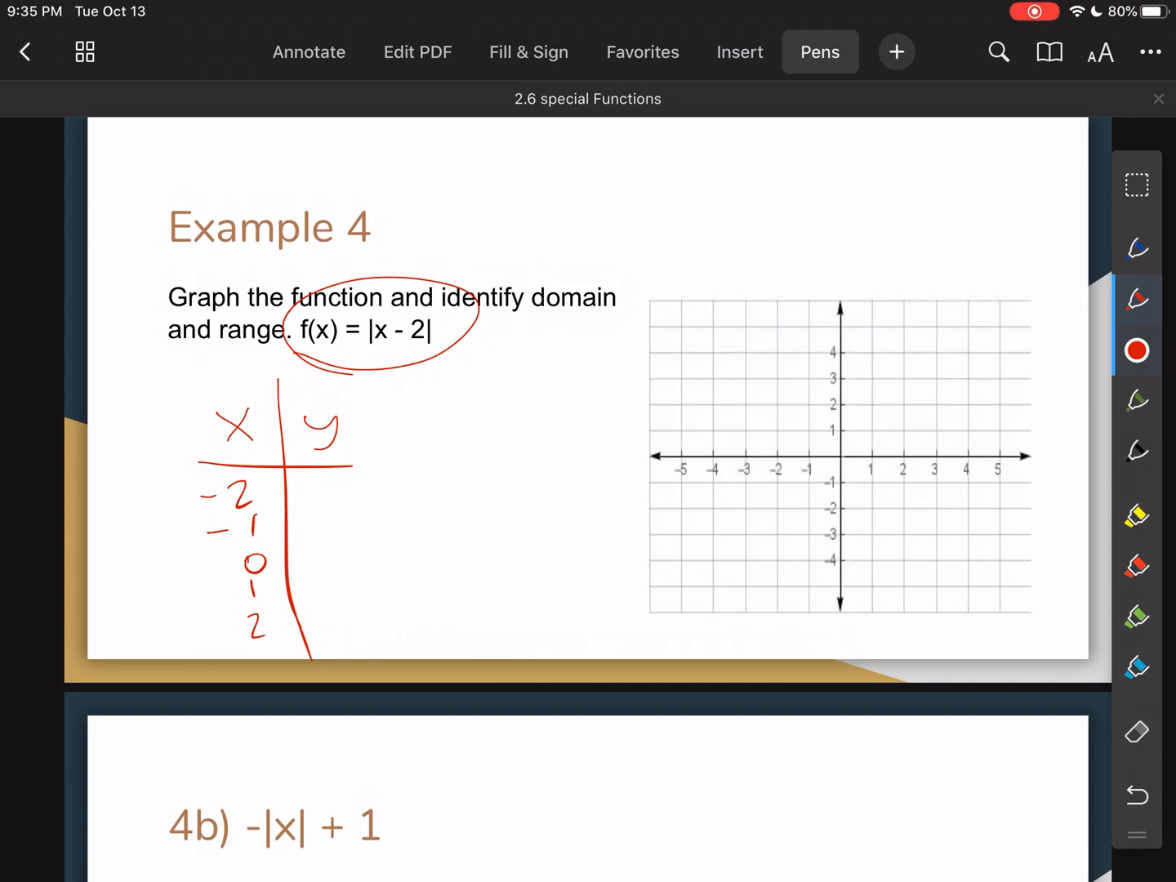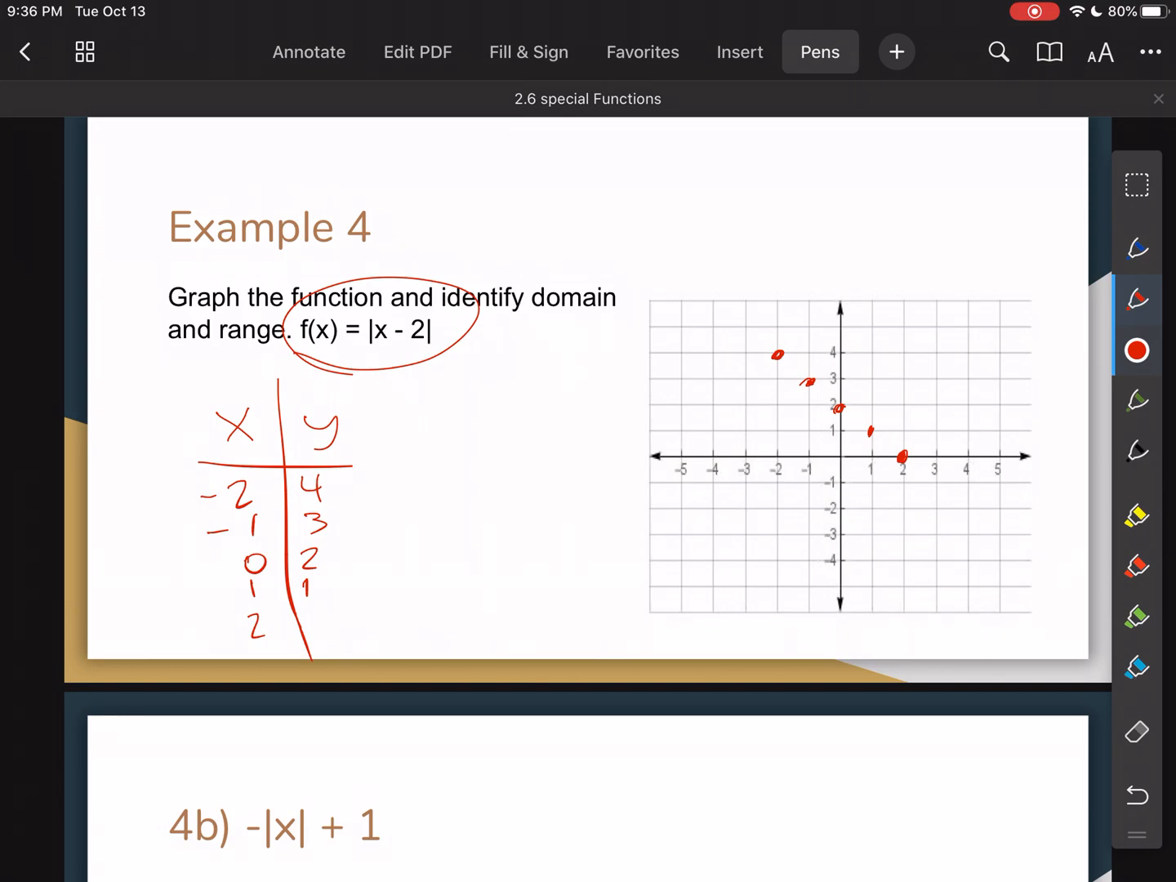If I plug a -2 in there, -2 minus 2 gives me -4. The absolute value of -4 is 4. So at -2, I'm at 4. If I plug a -1 in, -1 minus 2 is -3. The absolute value of -3 is 3. So at -1, I'm at 3. Plug a 0 in there, and I get -2. Absolute value of -2 is 2. So at 0, I'm at 2. I think you can see the pattern here. At 1, 1 minus 2 is -1. Absolute value of -1 is 1. And if I plug a 2 in, I'm at 0.